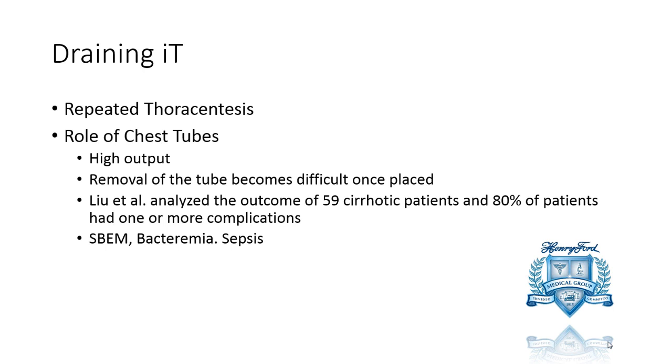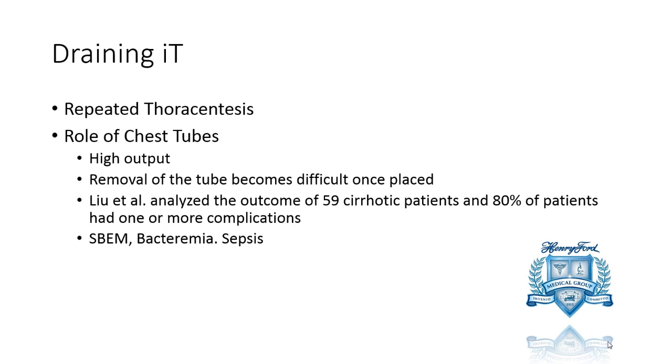So, draining the fluid: repeated thoracentesis versus placing chest tubes. Now, it's controversial to place chest tubes in these patients because they have high output and continuously drain, and when is a good time to pull it off?